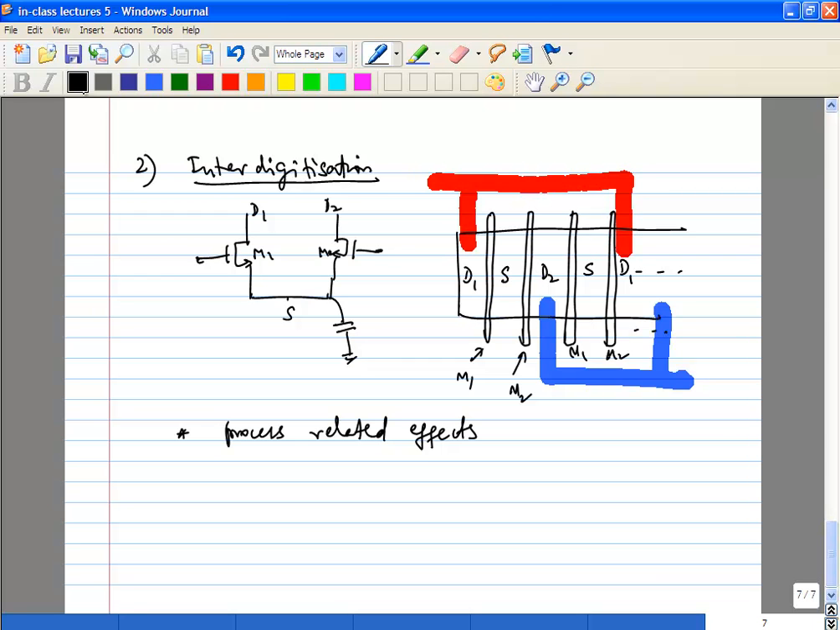This kind of layout will take care of, for example, left and right orientation. If you have temperature gradients in either of these two directions, it will be taken care of. Or if you have process related variations, doping, those will be taken care of by this interdigitization.